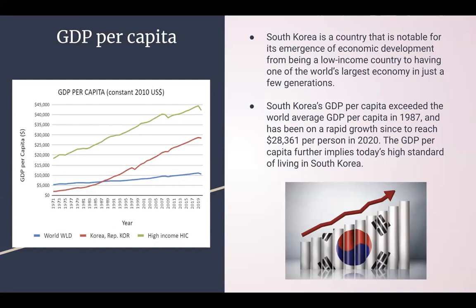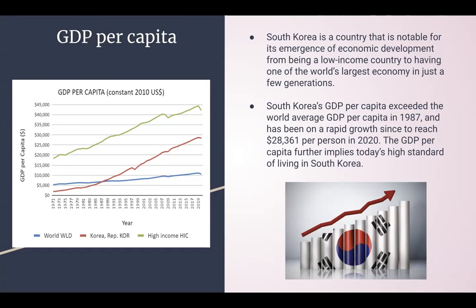However, we can see that the distance between the rest of the world's GDP per capita and South Korea decreases as years pass by. And South Korea becomes notable for its emergence of economic development from being a low-income country to having one of the world's largest economies in just a few generations. They are rapidly becoming a high-income country with a GDP growth rate over the past 50 years that rivals comparison countries like China and even exceeds that of the United States and Japan.